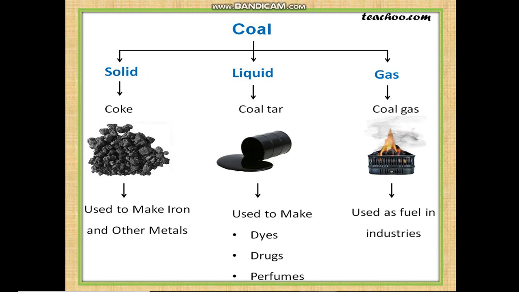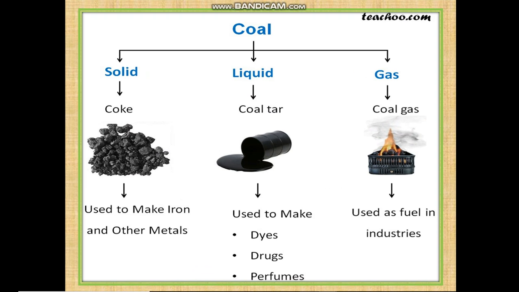Coke is almost the purest form of carbon, students. It contains 98% carbon. So the uses of coke: it is an essential raw material for the iron and steel industry to heat the furnaces. It is used as a reducing agent in the extraction of metals from their ores. Coke is also used in the manufacturing of producer gas and water gas.